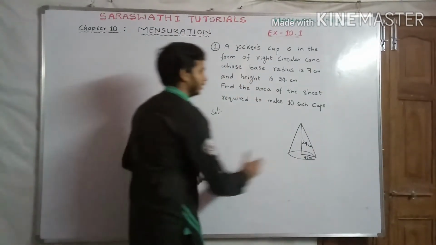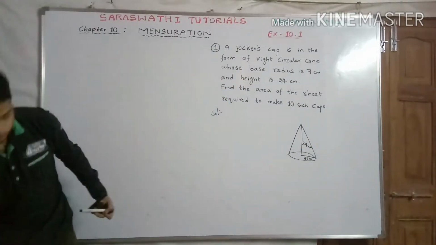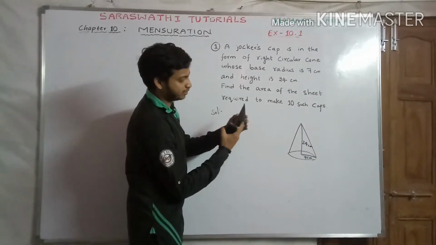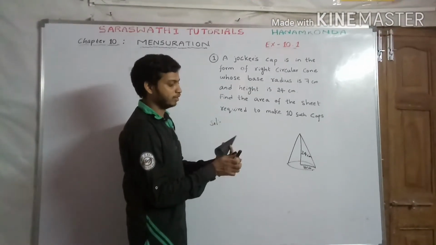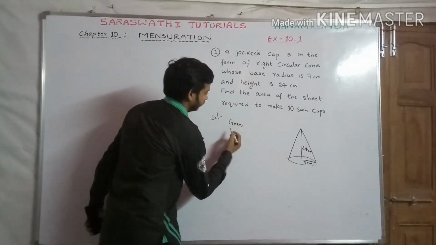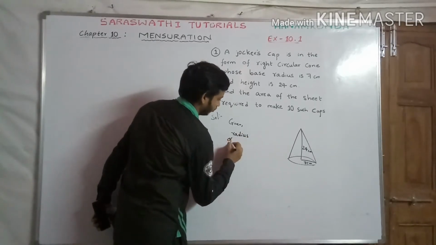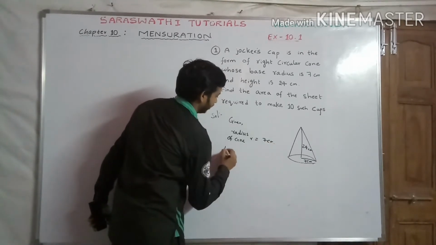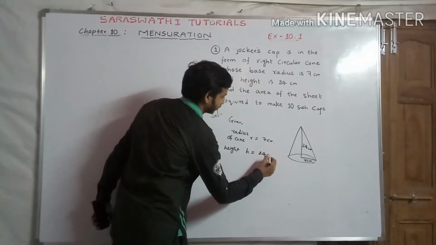In order to find the area of the joker's cap, we have to find the curved surface area. Why? Because a joker's cap does not consist of any base; the base is always open. That means only the curved surface area of the cone. So write the given data: radius R is 7 centimeters and height H is 24 centimeters.